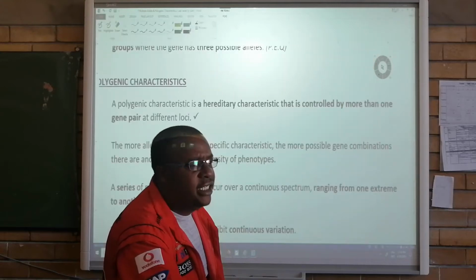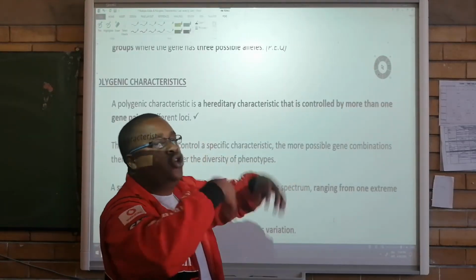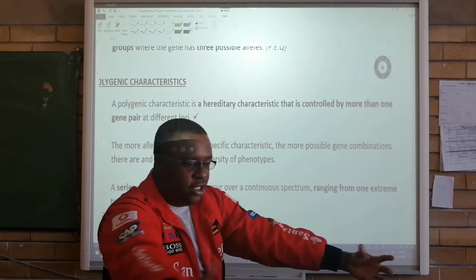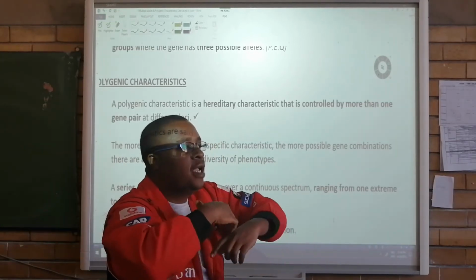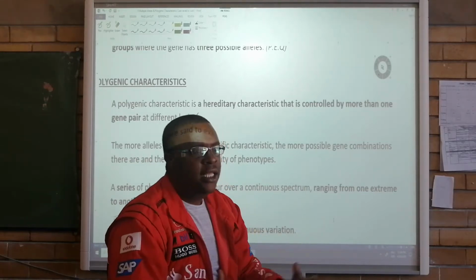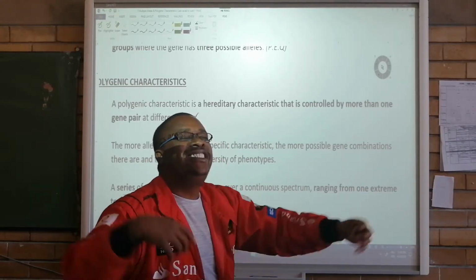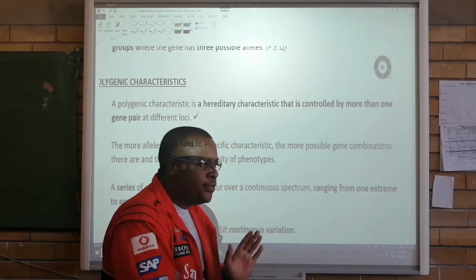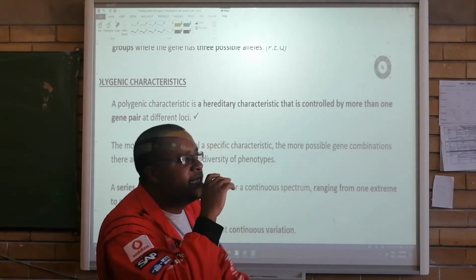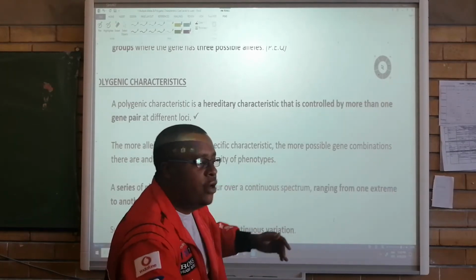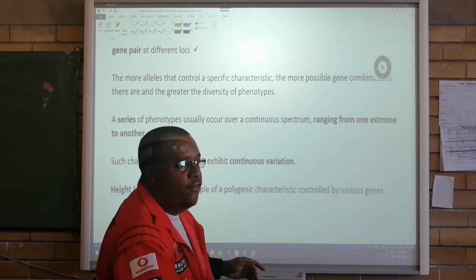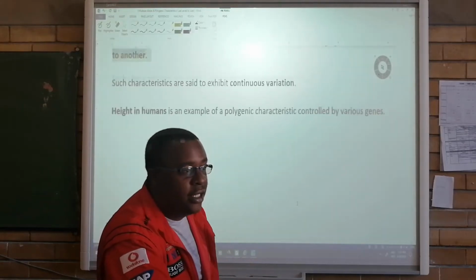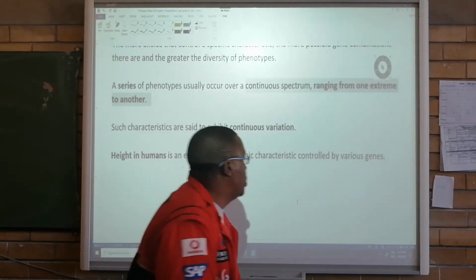But with polygenic characteristics, many genes come together in a mixture and give us a particular phenotypic characteristic. That means that because there are many genes involved, you're going to end up with a range of phenotypes. As a matter of fact, it is a series of phenotypes that usually occur over a continuous spectrum ranging from one extreme to another. And we say that this is called continuous variation.